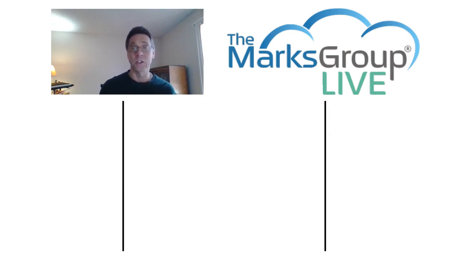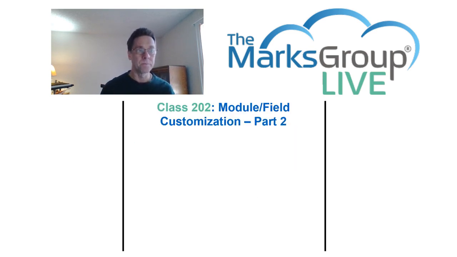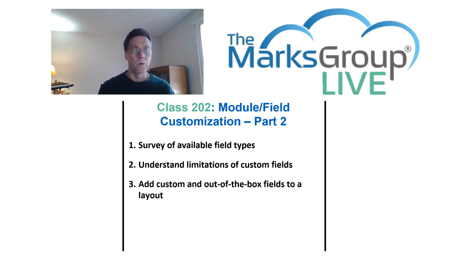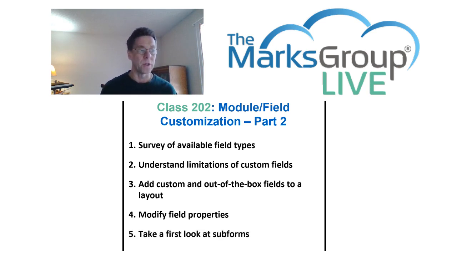Excited to be here today teaching admin class, module and field customization part 2 to you live and in person. Today we're going to cover the following. We're going to look at a survey of available field types. There are 23 different types of fields and we're going to look at all of them. We're going to understand the layout, the limitations of custom fields. We're going to add custom fields and out-of-the-box fields to a layout. We're going to modify field properties, and we're going to take a short look at subforms.